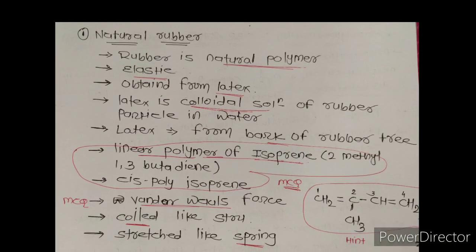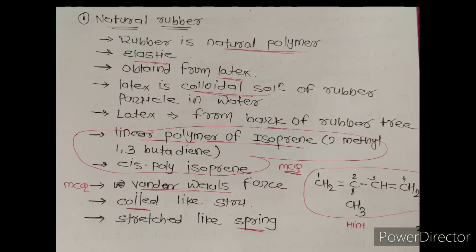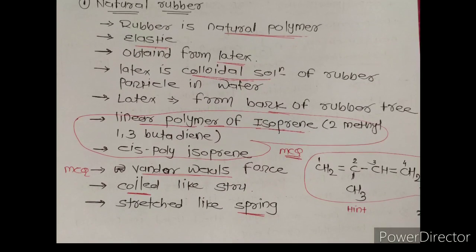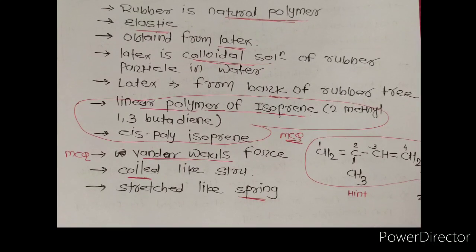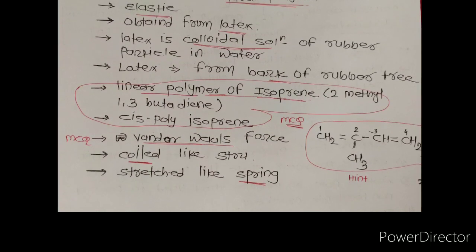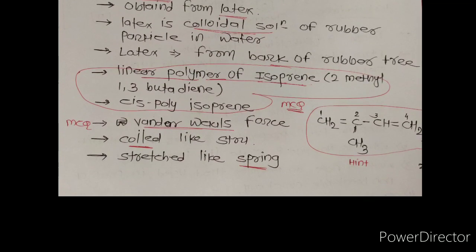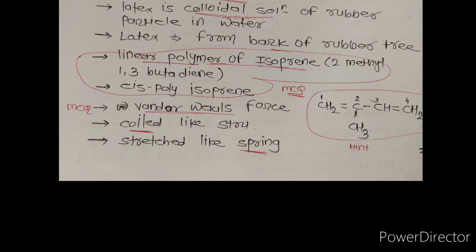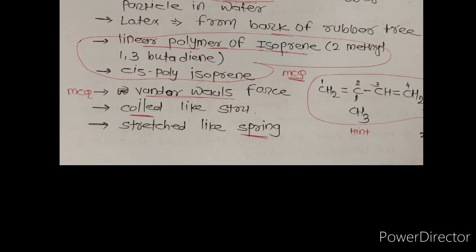Natural rubber is a linear polymer of isoprene. Natural rubber is also known as cis polyisoprene. Here we have to remember this point for MCQ. Natural rubber is a linear polymer of isoprene and it is prepared by using the monomer 2-methyl 1,3-butadiene. Van der Waals force is possessed by natural rubber. This point we also have to remember for MCQ. Natural rubber possesses a coil-like structure and it can also be stretched like a spring.